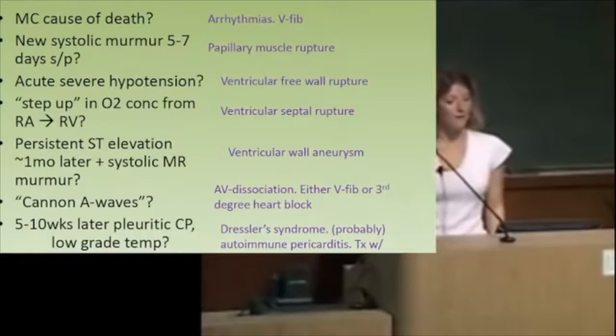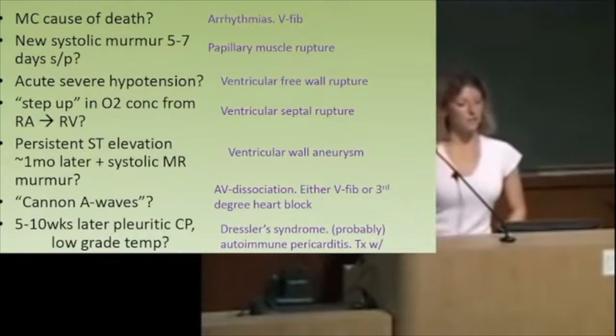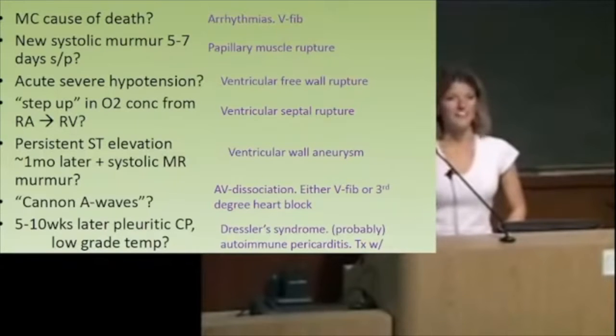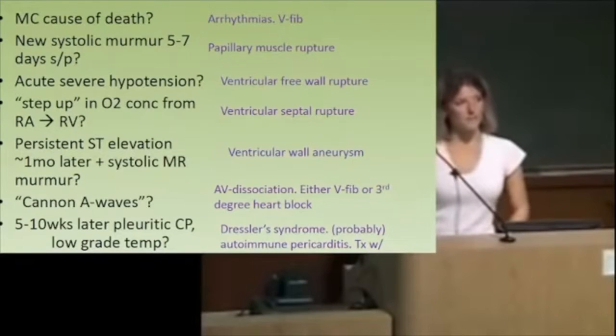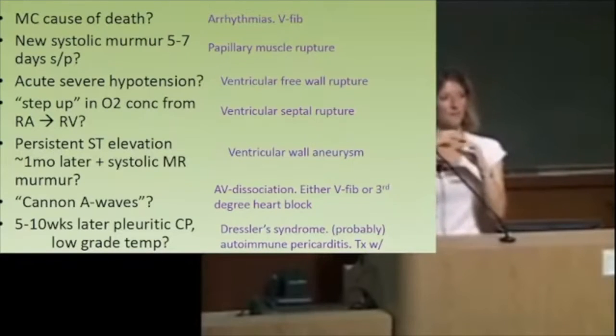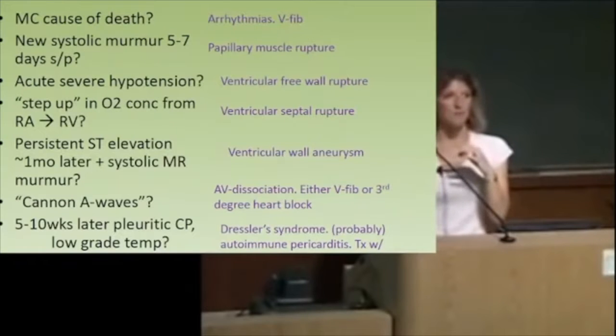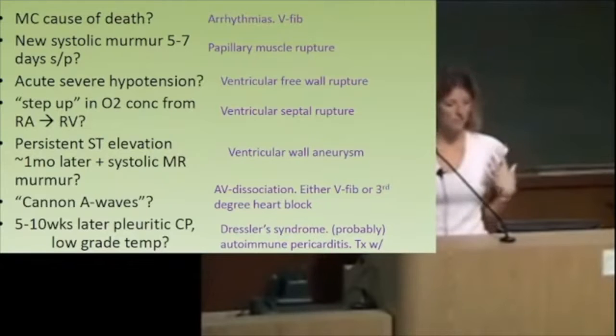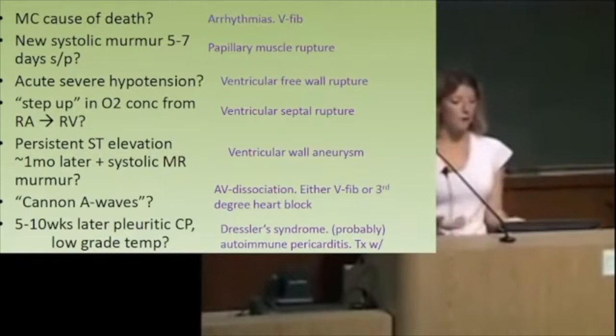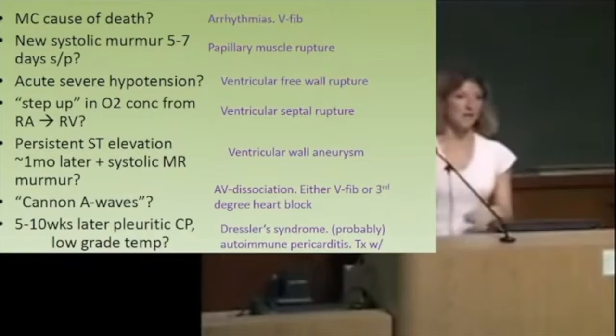If you see persistent ST elevation a month later with a systolic mitral regurg murmur, this one's kind of random. Not Dressler, I'm getting there, but you're ahead of me. This is a ventricular wall aneurysm. Not sure why the persistent ST elevation. It may just be because the thinner wall of the aneurysm inherently doesn't have the blood supply necessary, so you see the ST changes. And the MR murmur is because of the flow in and around the aneurysm outpocketing.